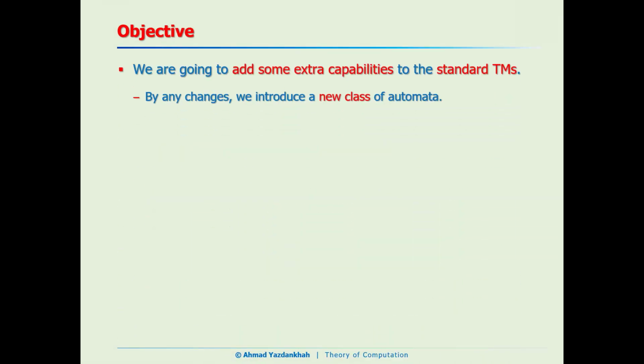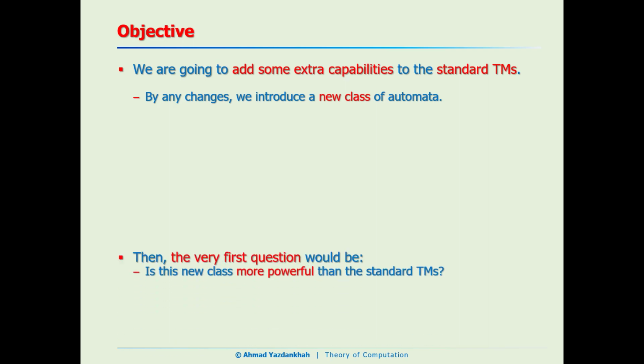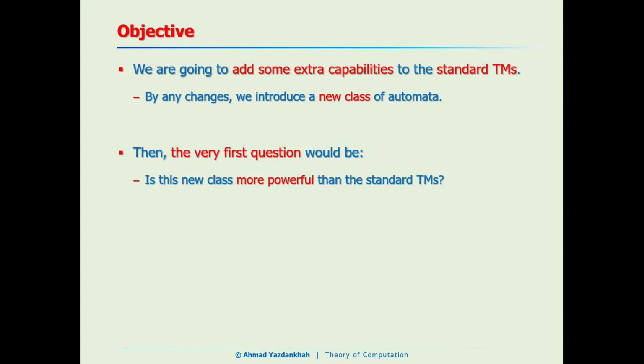We want to add some extra capabilities to the standard Turing machine and create a new class, of course. And then after that, we would ask this question: is this new class more powerful than the standard Turing machines?